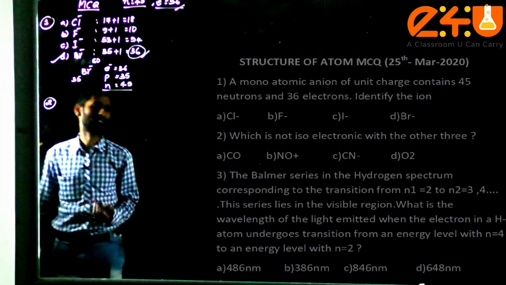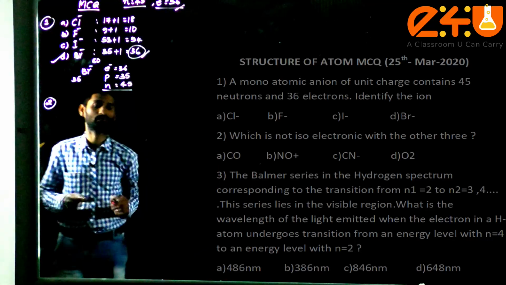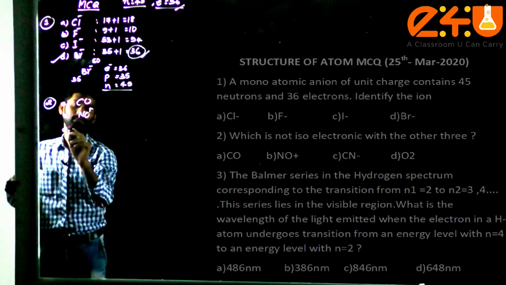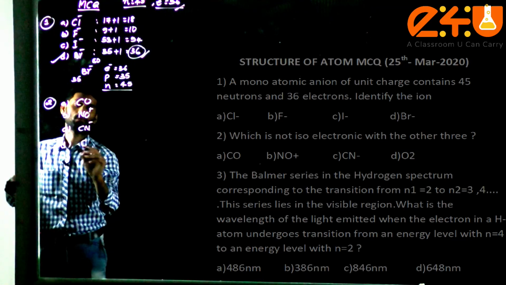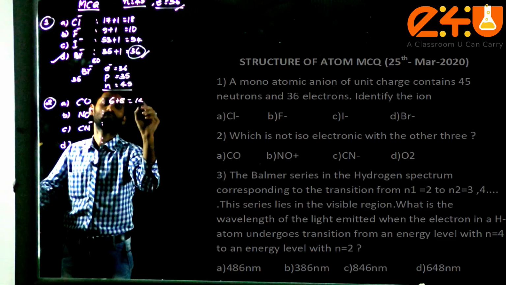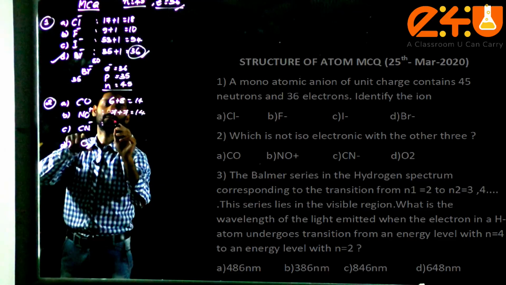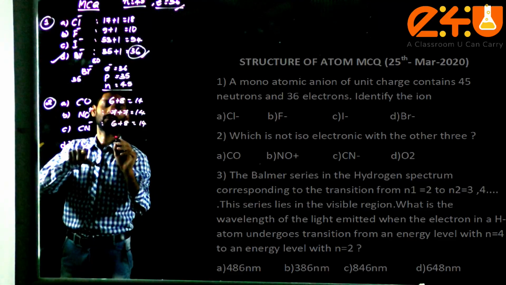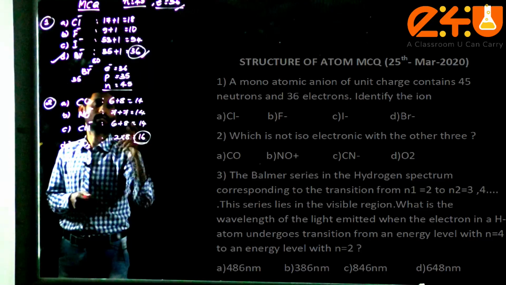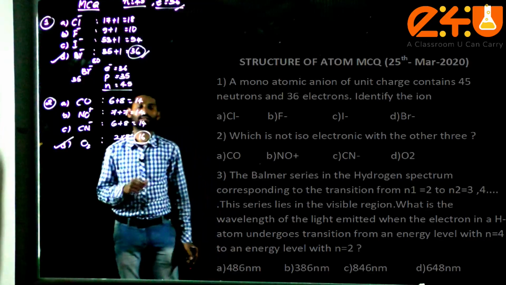Next, dear students, second question: which is not isoelectronic with the other three? First of all, what is meant by isoelectronic? Elements or ions which have the same number of electrons are known as isoelectronic species. The options are A, CO; B, NO plus; C, CN minus; D, O2. Now I am writing the number of electrons. CO: 6 plus 8, 14. NO plus: 7 plus 8, one electron lost, 14. CN minus: 6 plus 7 plus 1, 14. O2: 2 into 8, 16 electrons. So 14, 14, 14, but oxygen contains 16 electrons, so it is not isoelectronic. That is option D.